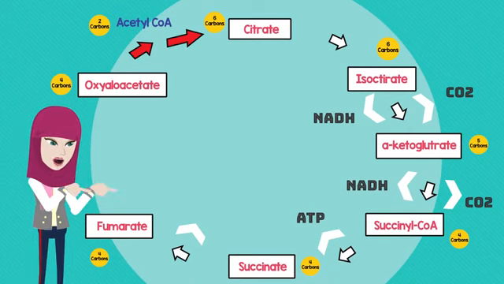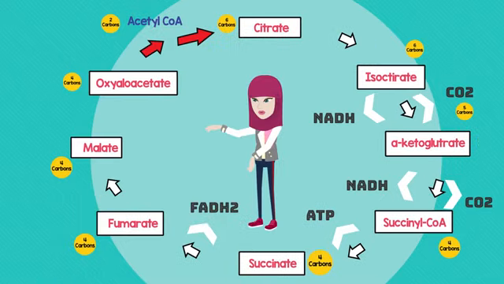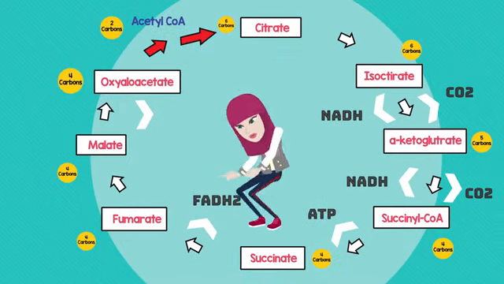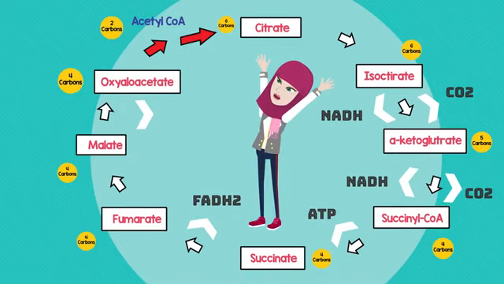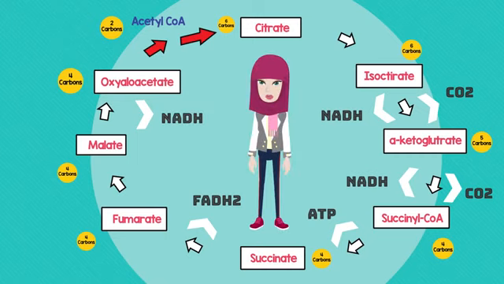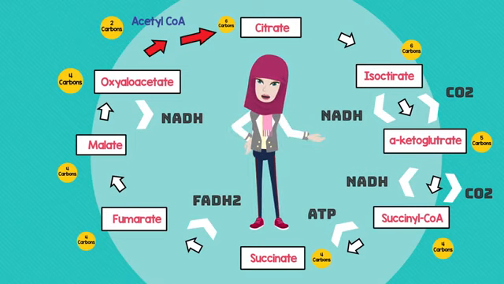Succinate is then converted into fumarate, where an FADH2 is produced. Fumarate becomes malate, and malate completes the cycle becoming oxaloacetate, producing the final NADH. And the cycle keeps on turning. It turns twice for every glucose molecule we get from our food.